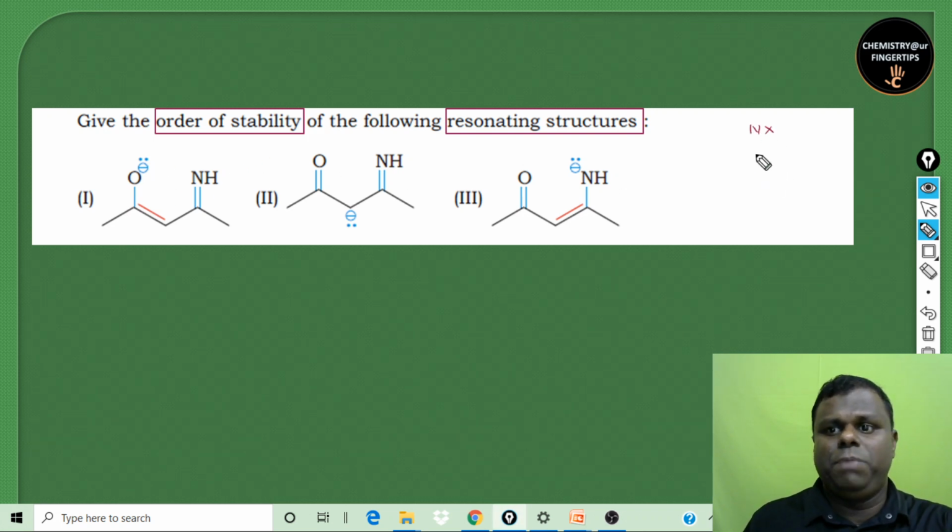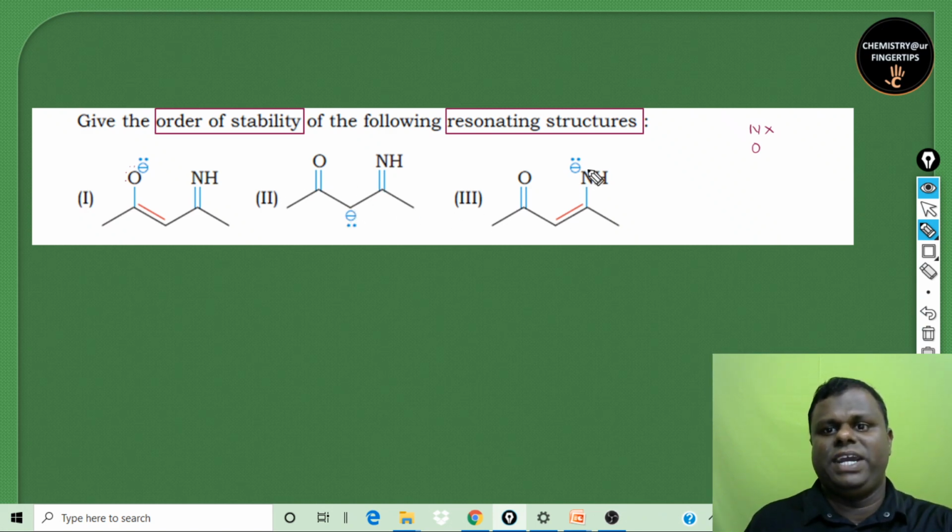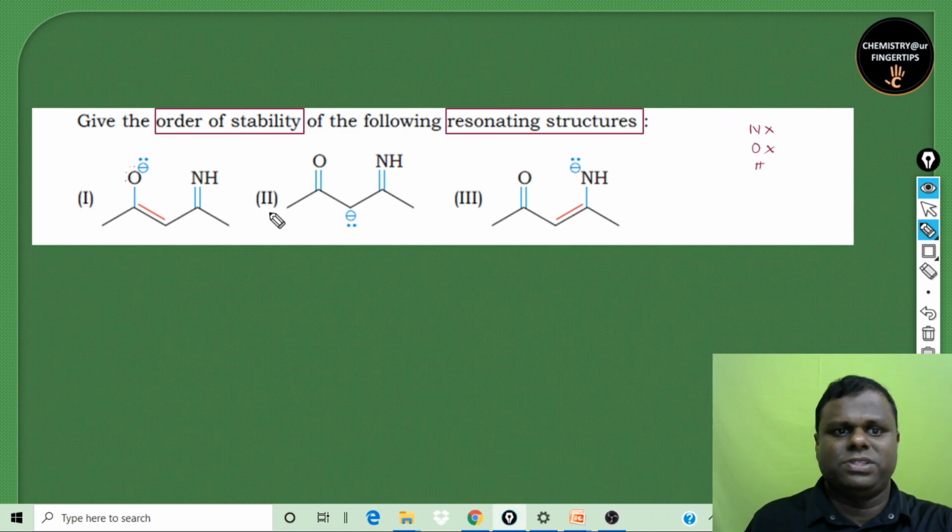Now you have complete octet. Let's talk about octet completion. Oxygen with a negative charge obviously has two lone pairs. This is a complete octet. The carbanion already has a complete octet. Again, you have nitrogen with an extra lone pair and negative charge, it's a complete octet. So all are complete octets. Then the number of pi bonds: this contains 2 pi bonds, this contains 2 pi bonds, this contains 2 pi bonds. So this criterion also goes off.